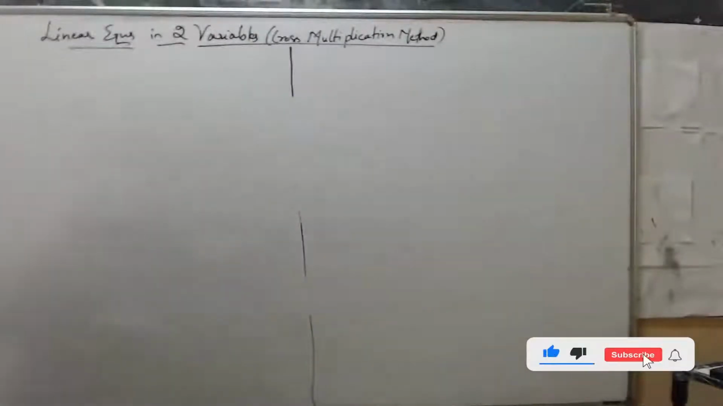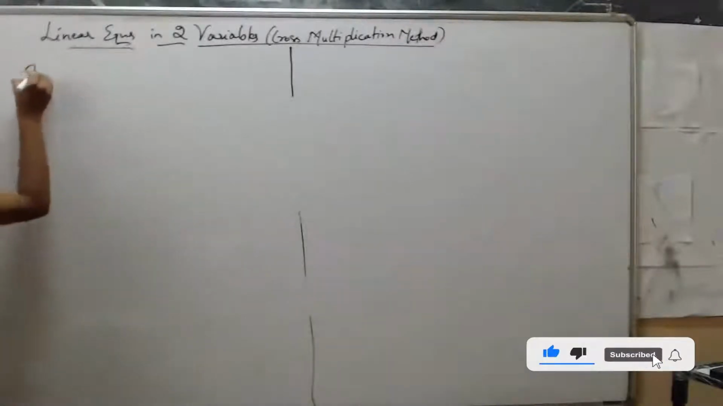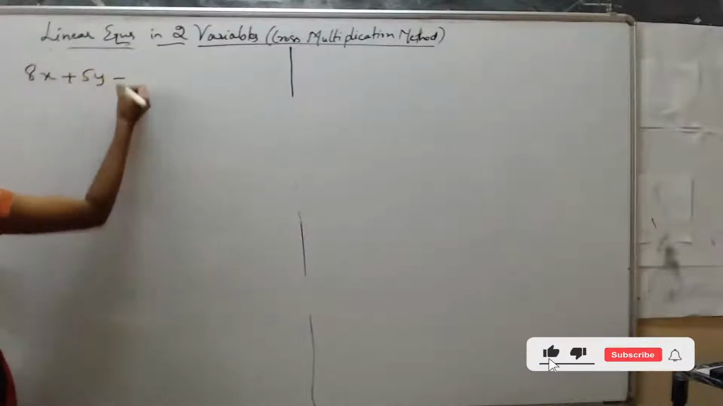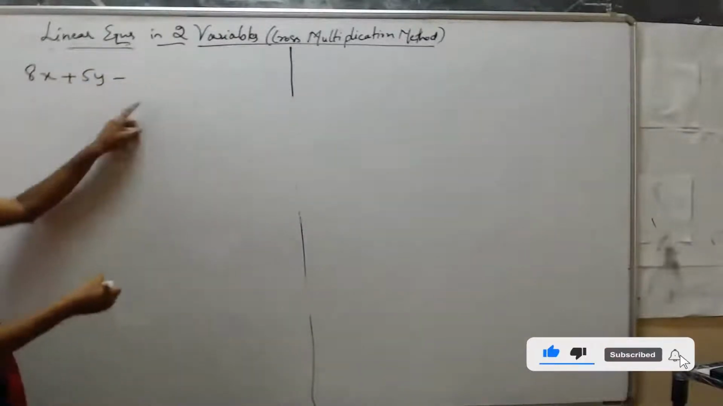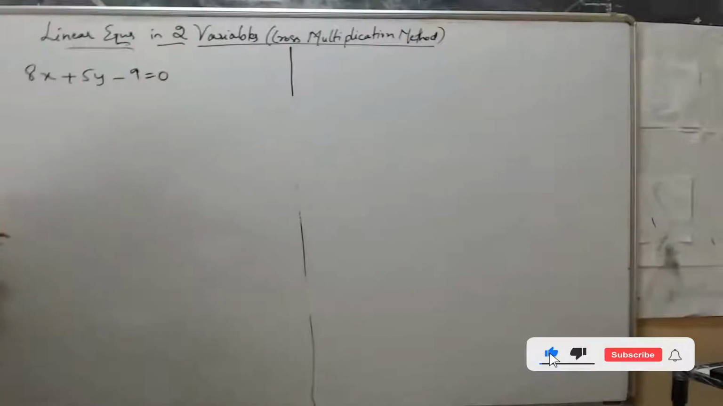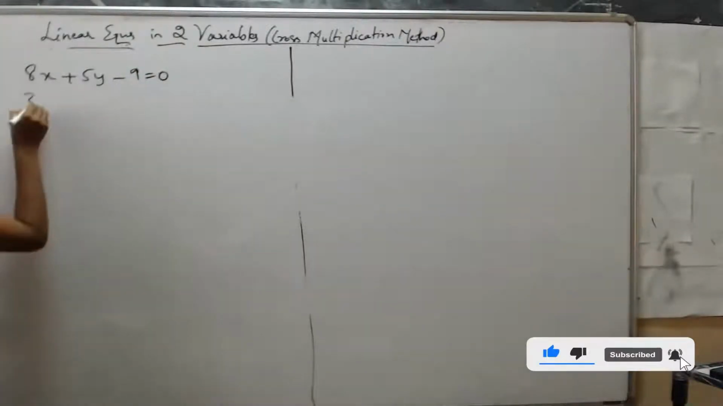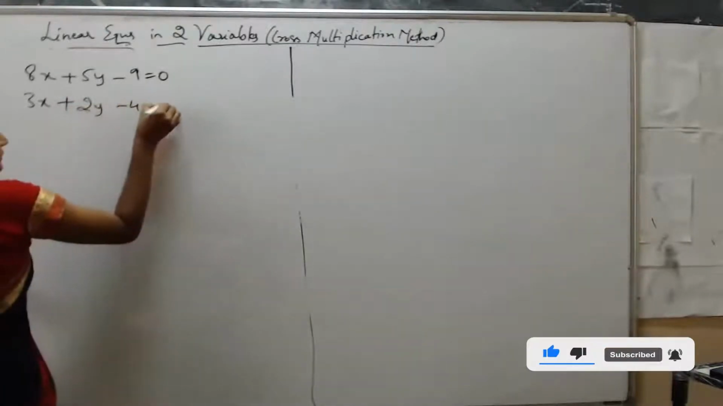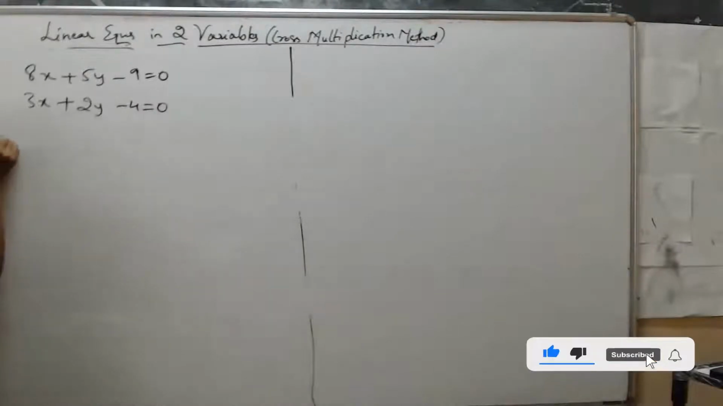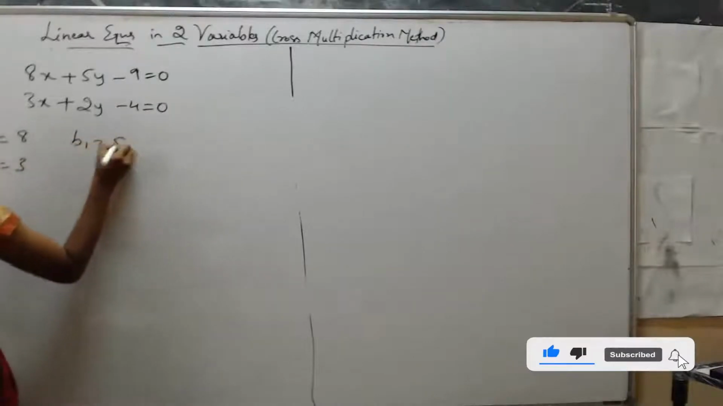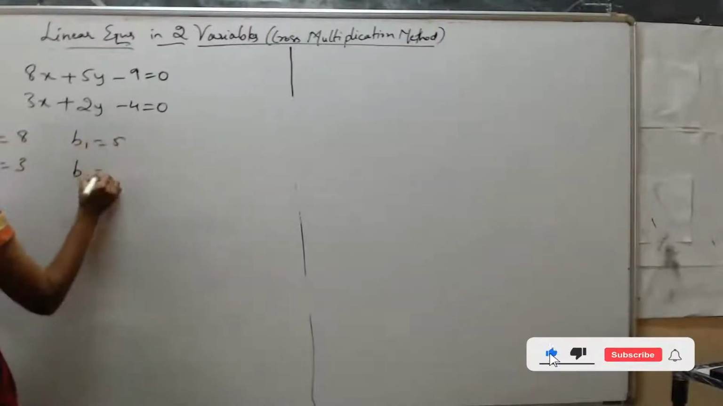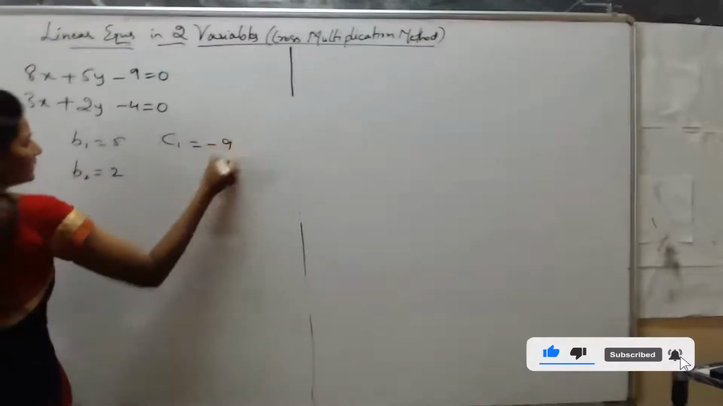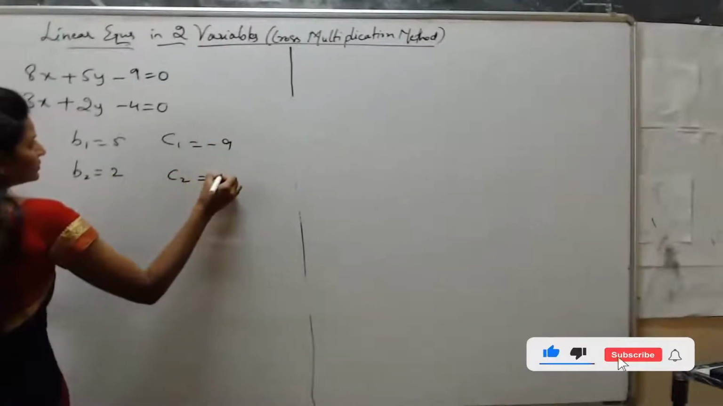Solve the pair of linear equations by substitution and cross multiplication method. What are the given? 8x plus 5y minus, take this to the right side, plus 9 becomes minus 9 is equal to 0, and 3x plus 2y minus 4 is equal to 0. Write a1, a2 values. a1 is equal to 8. a2 is equal to 3, b1 is equal to 5. No need to compare the ratios. Just I am writing a1 and a2 and c2, c1, all the values.